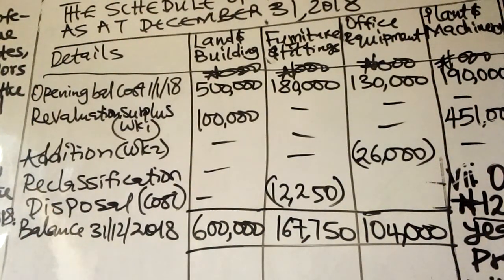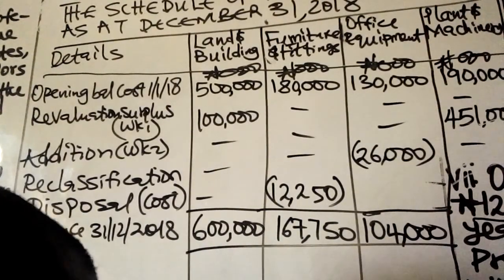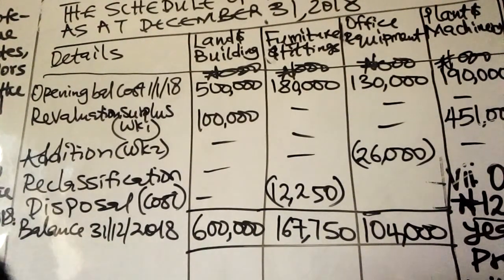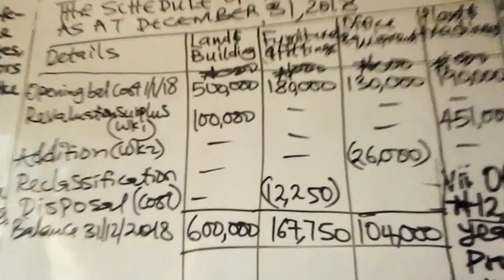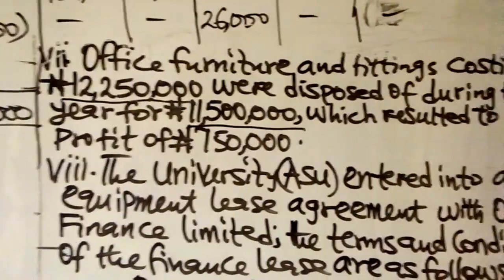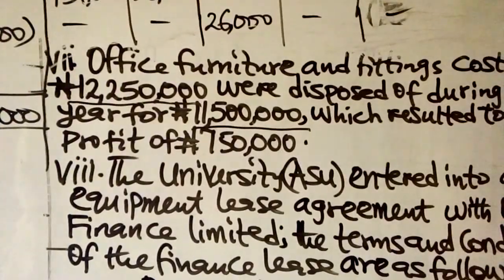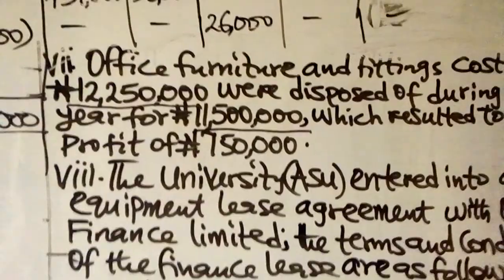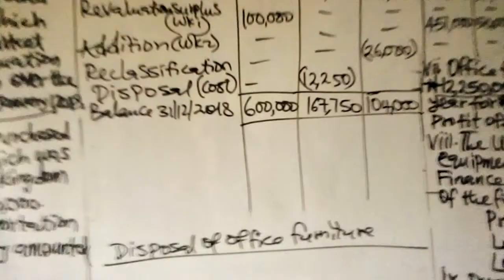Now, let me consider the disposal of office furniture so that I'll be able to wrap up that. That is note 7. Office furniture and fittings costing 12,250,000 has been included. They were disposed of during the year for 11.5 million. That is the proceeds, which resulted in a profit of 750,000. So that means you are given the proceeds.